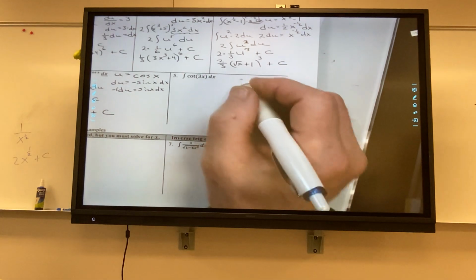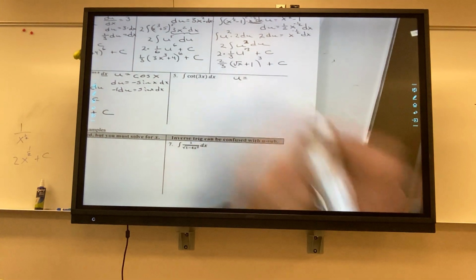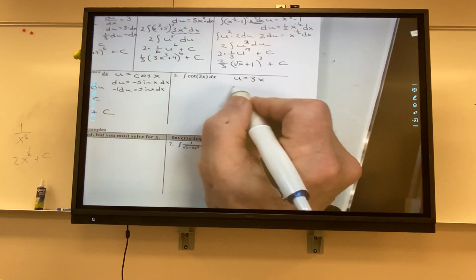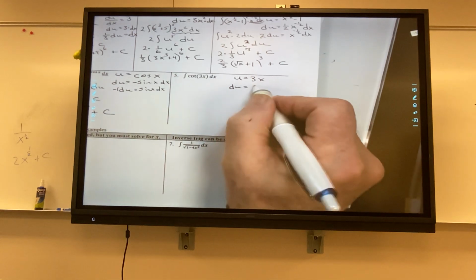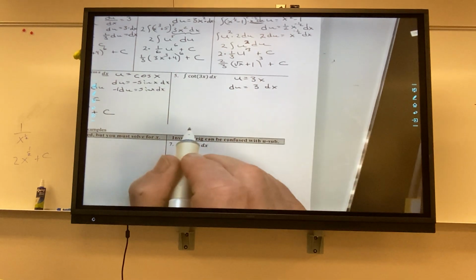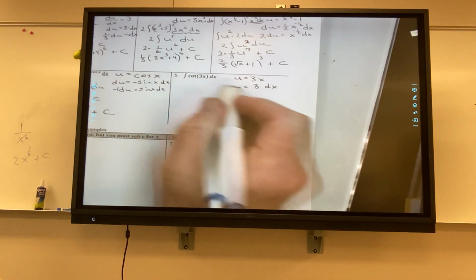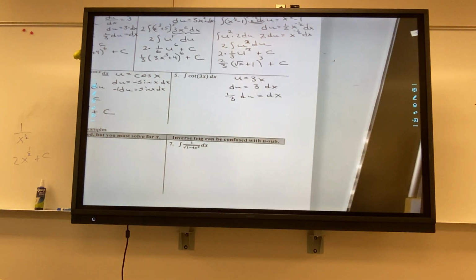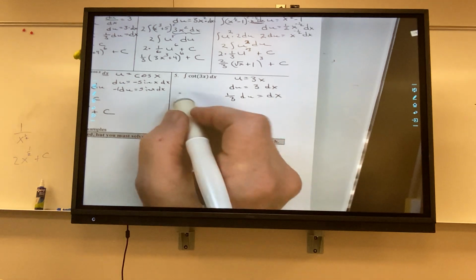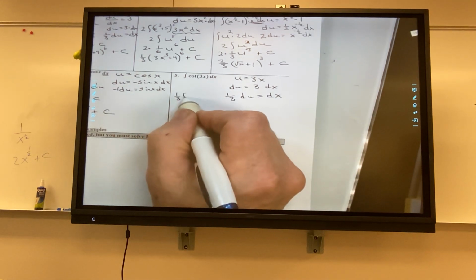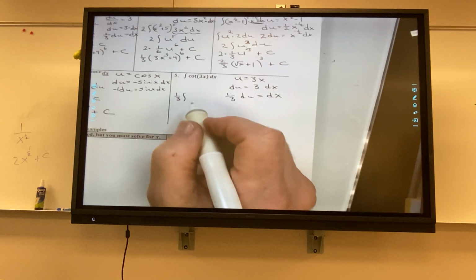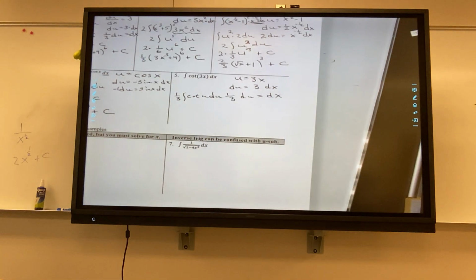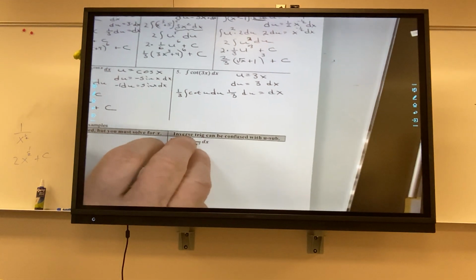Now, Ariana, what's u going to be? What's in parentheses? 3x. Du is going to be 3 dx. Would you agree? And so I'm going to write, I don't have a 3 in here, so I'm going to write 1/3 du is going to replace dx. So now what I have is 1/3 cotangent u du.